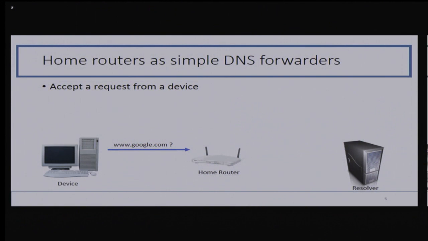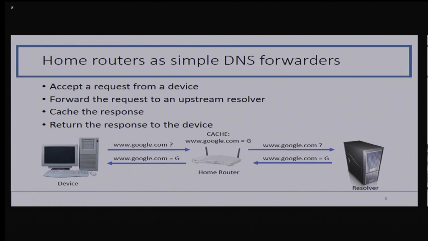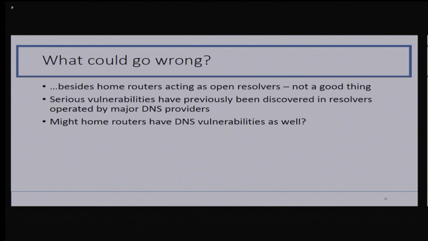If these things really are home routers, then we actually already know something about their DNS behavior, right? They're simple forwarders. They accept a request from a device within the home network, forward the request to an upstream resolver, like an ISP's or Google Public DNS, whichever, cache the response, this is an important point, they cache the response that they get back from the upstream resolver, and then return that response to the device within the home network. Very simple. What could go wrong? Besides, of course, that home routers are already acting as open resolvers, which is not good.